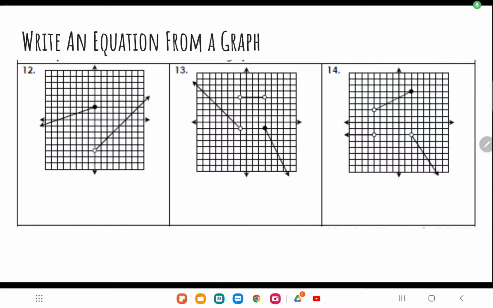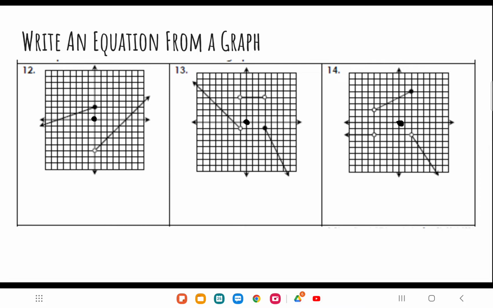Hi, this is Mrs. Often, and right now we're going to look at how to write an equation from a graph of a piecewise function. So let's get started. I'm just going to begin by labeling the origin on all of my graphs here, so it makes it a little bit easier. We are going to assume that we're counting by ones.